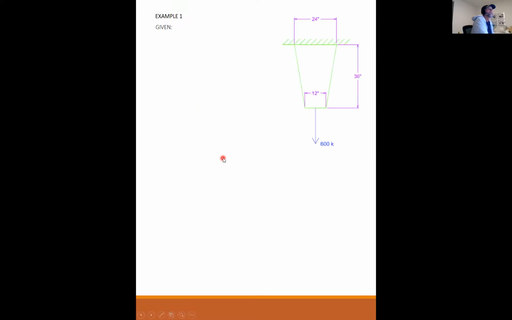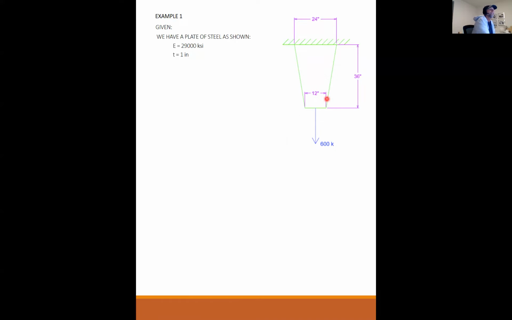Here is what we're given. We are given this steel plate of this shape. It's 24 inches wide at the top, 12 inches wide at the bottom, and 36 inches long. And I am suspending from this little plate of steel 600,000 pounds. The modulus of elasticity of steel is 29,000 KSI. The thickness of this steel plate, I just randomly picked a 1-inch plate.